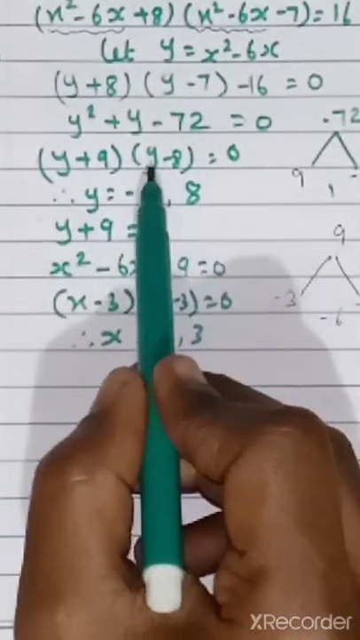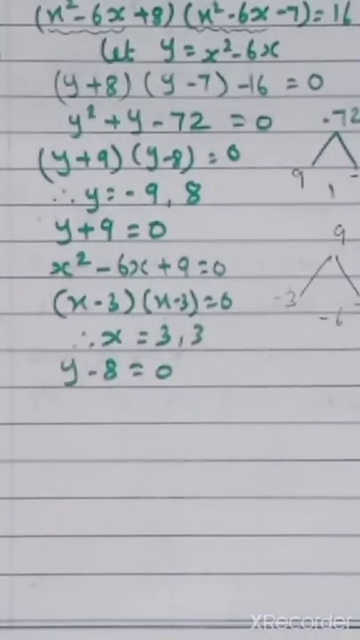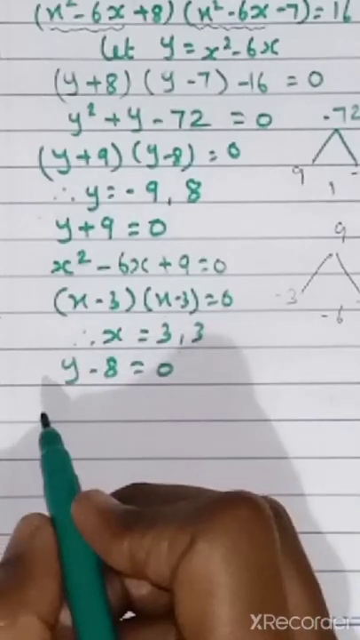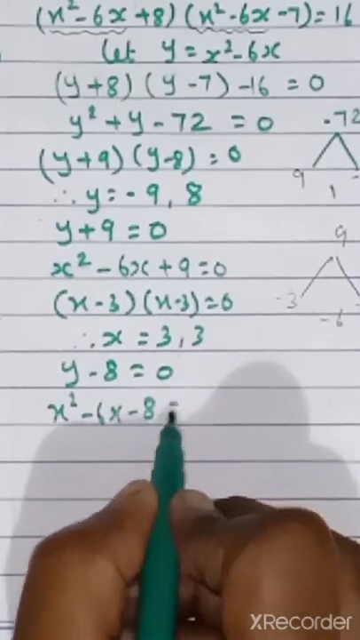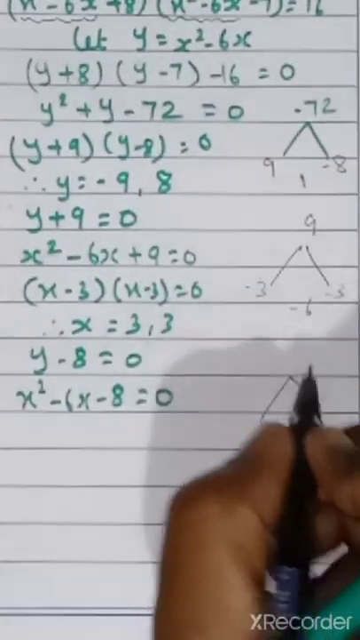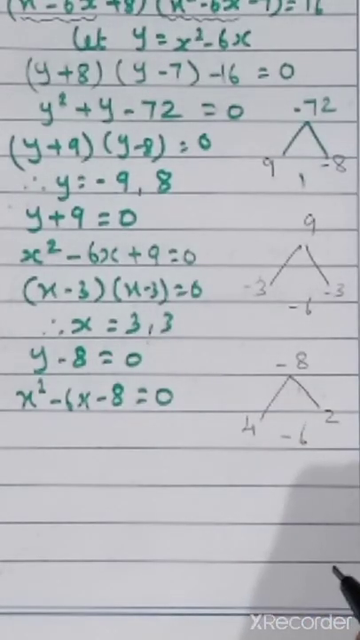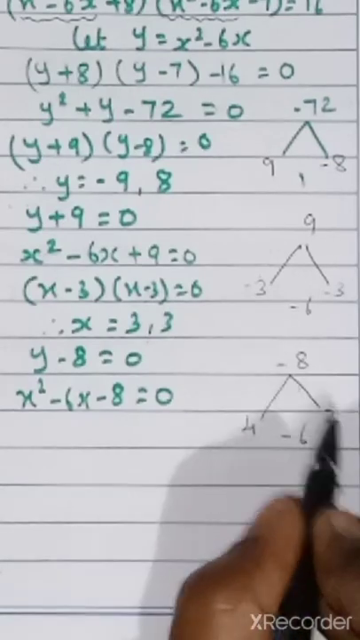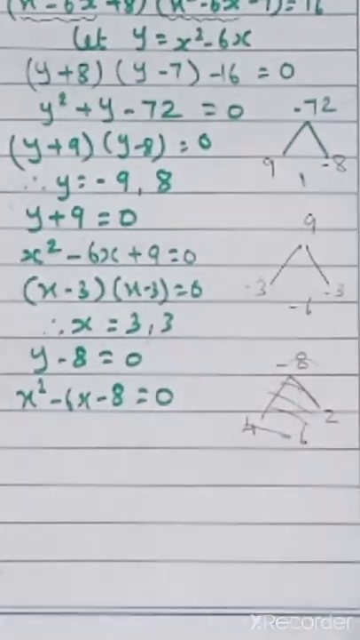Similarly what do we have to do next? We have to take y minus 8 equal to 0. So y minus 8 equal to 0. Correct? Now what we have to replace: instead of y, x square minus 6x minus 8 equal to 0. So again we have to use the tree method. Minus 8 and minus 6. So 4 2s are 8. No. So what numbers can we take here? 4 2s are 8, but 6 we can't get. So we can't use the tree method.